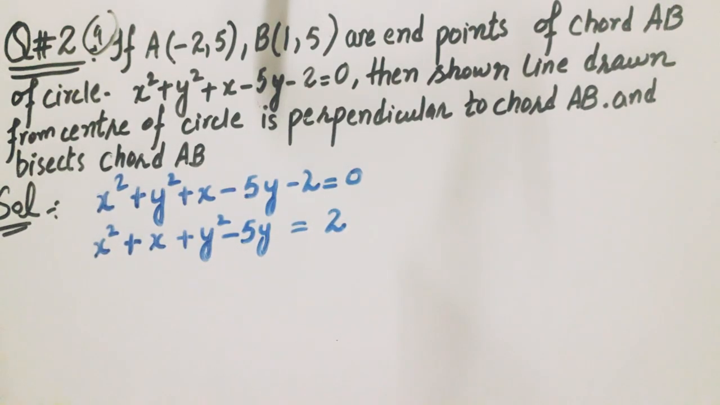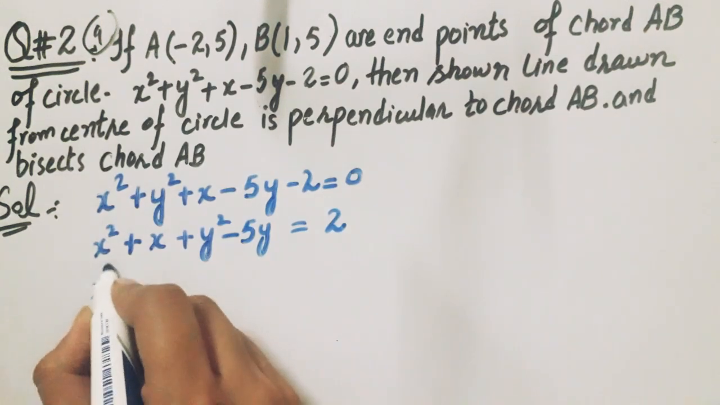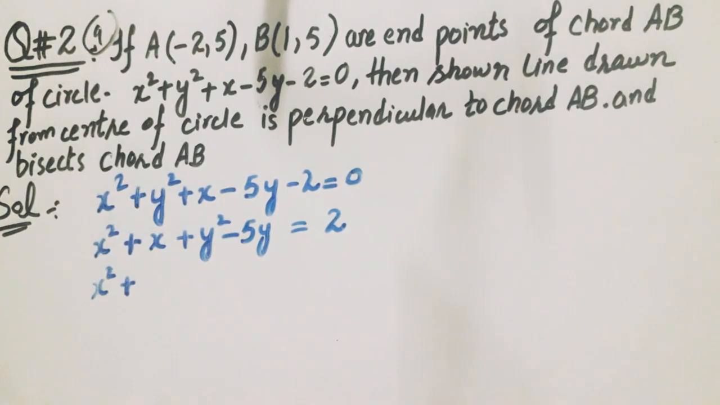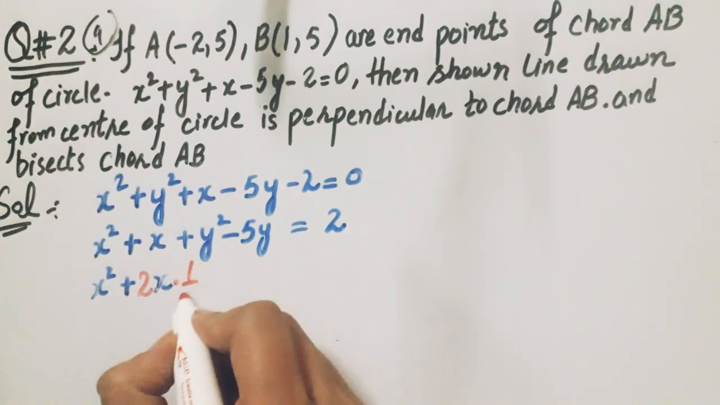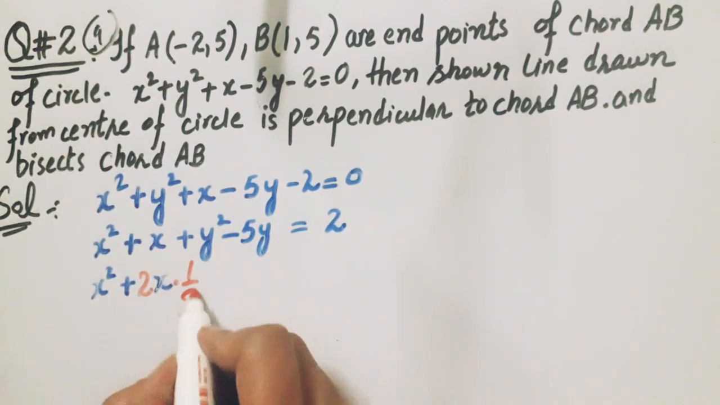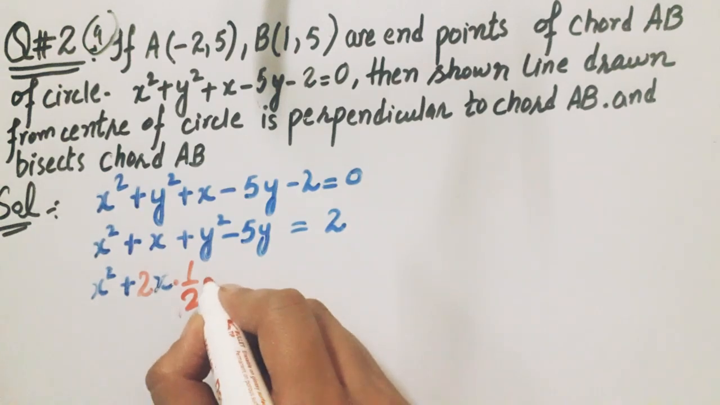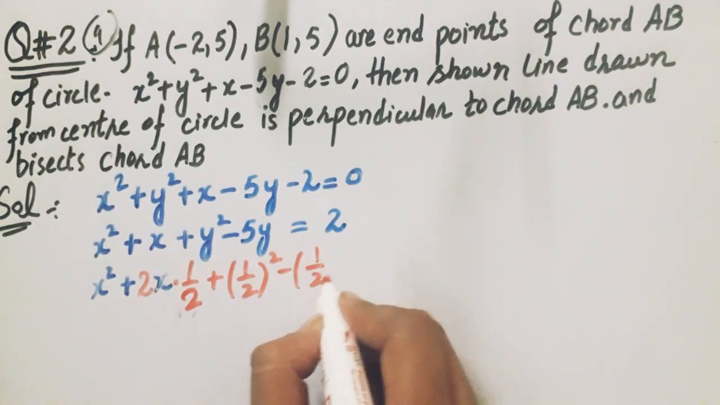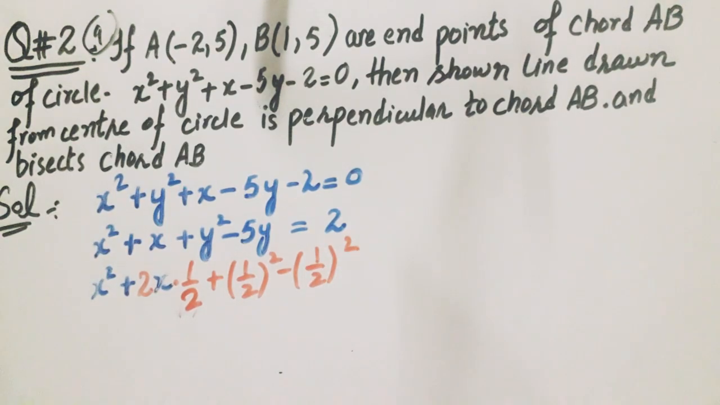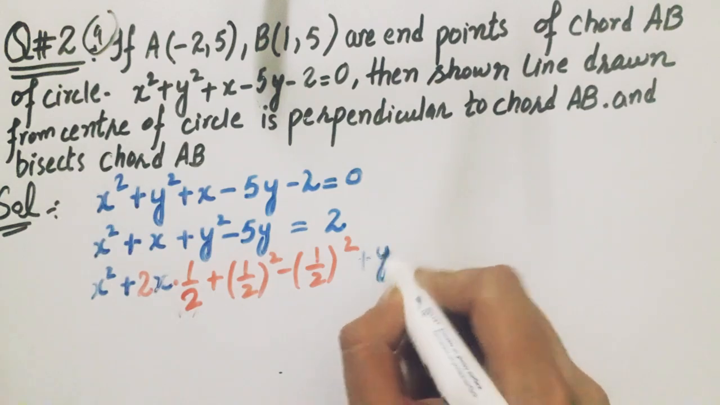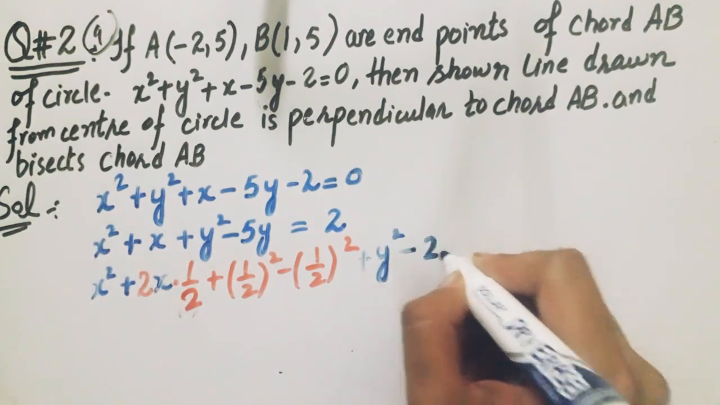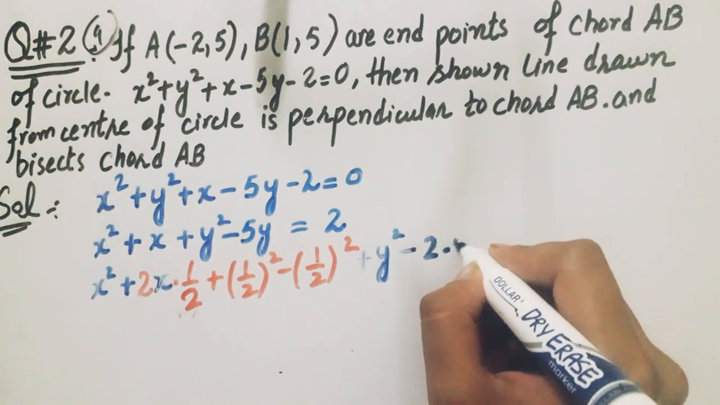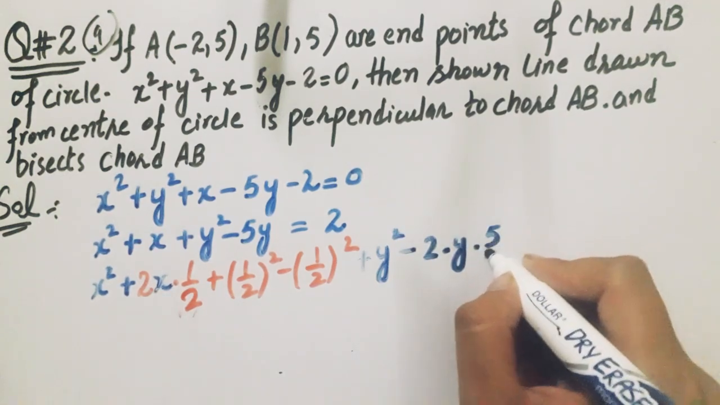Now we will complete the square such that x square plus x and 1 by 2. 1 by 2 is used, so we will add plus 1 by 2 square and minus 1 by 2 square for completing square. Then plus y square minus 2 dot y into 5 by 2.